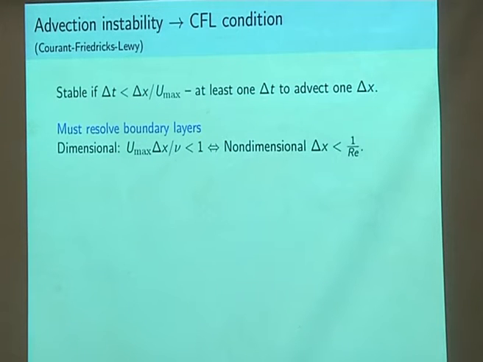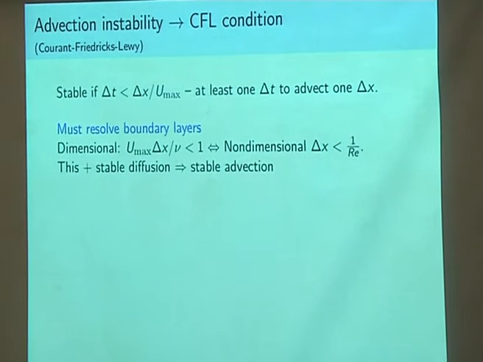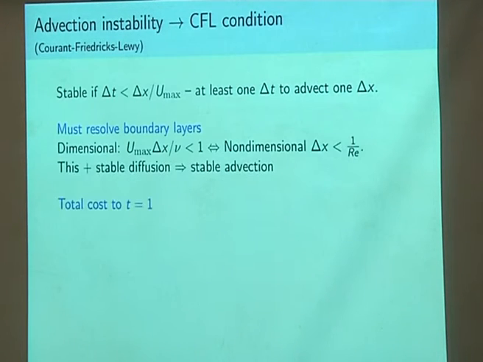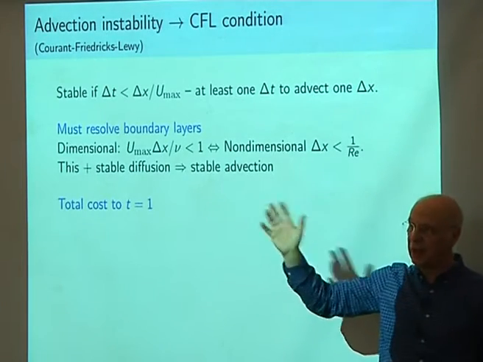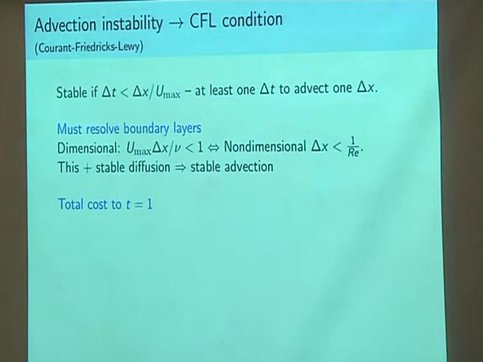And in dimensionless terms, that's delta x is less than 1 upon the Reynolds number. If you ask for delta x to be less than 1 upon the Reynolds number, so you resolve your boundary layers, and you ask for diffusional stability here, you end up satisfying the CFL condition. So the two stability criteria are satisfied by the same restriction on delta t as long as you've applied this restriction on delta x.